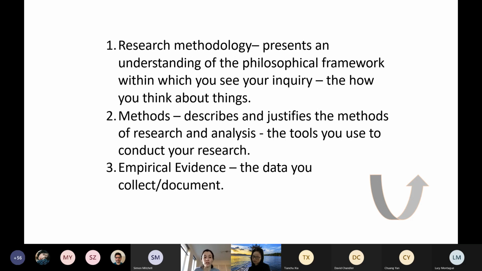Your methods describe and justify the methods of your research and analysis. So these are the specific tools that you use to conduct your research. The methodology also justifies these tools. So where do these methods that you chose come from? What is the theoretical background of these tools? For example, if you're using ethnographic research, why are you using ethnographic research? Why is that the best tool for your particular topic? This is something that you will explain in your research methodology as well.